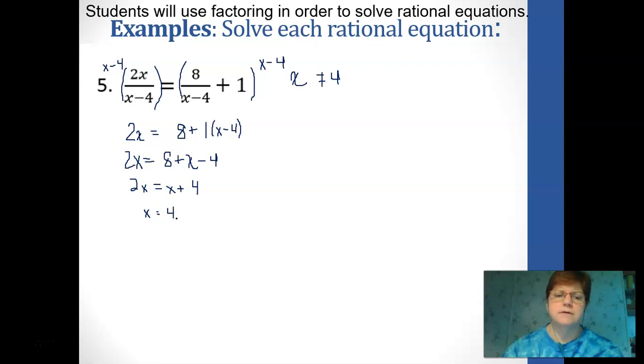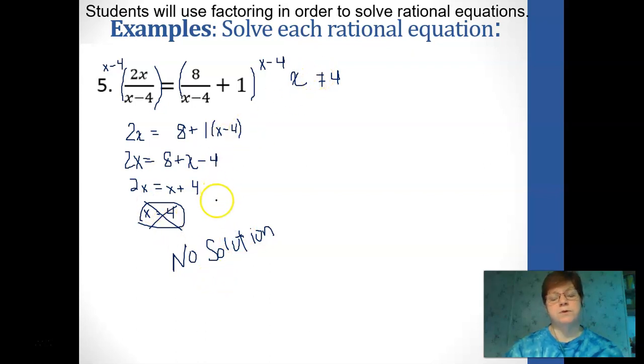Finn? Yeah? Yeah, Alexa? It doesn't work. Right, because if we put in 4, we have the 0 in the denominator. So since this can't be a solution, there is no solution. So when you're doing this on a test or a quiz, there is no solution here. Okay? Because the only value we couldn't use was 4, and that's the only answer we got.